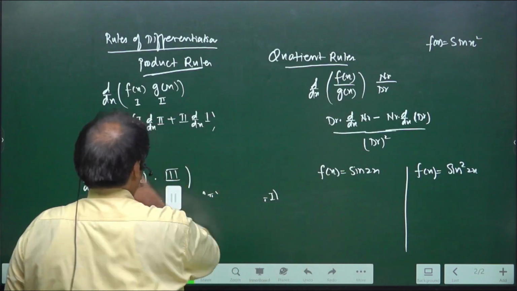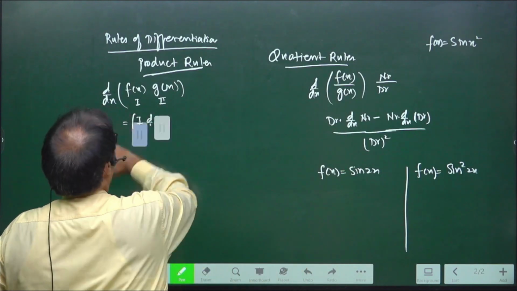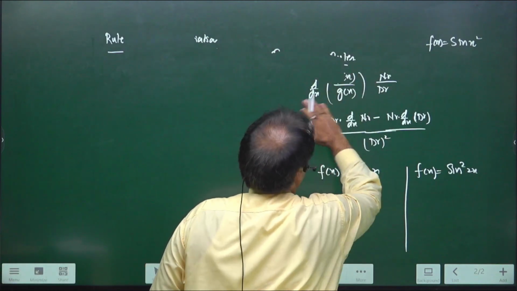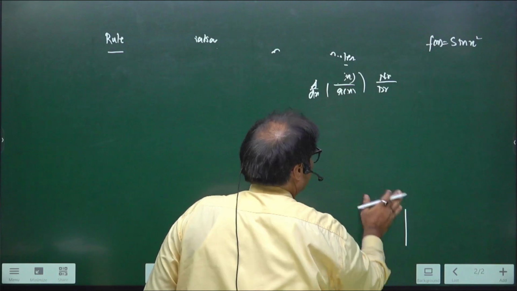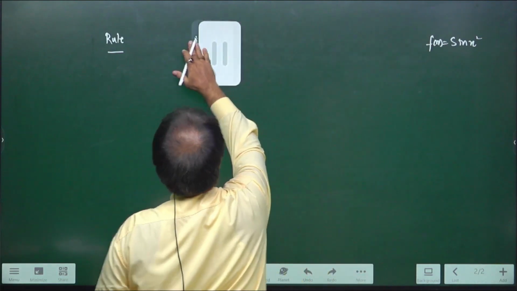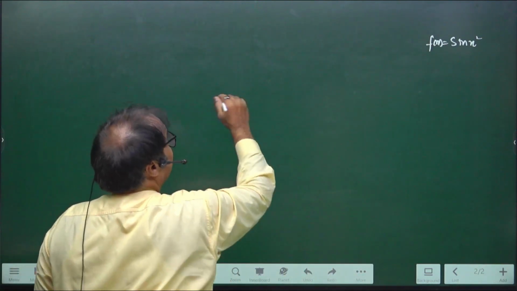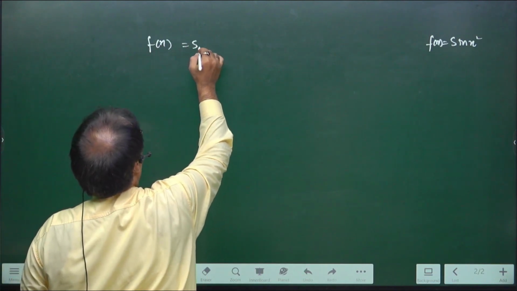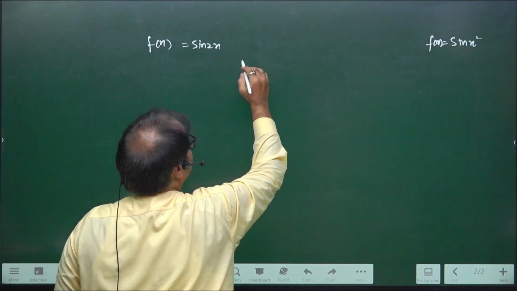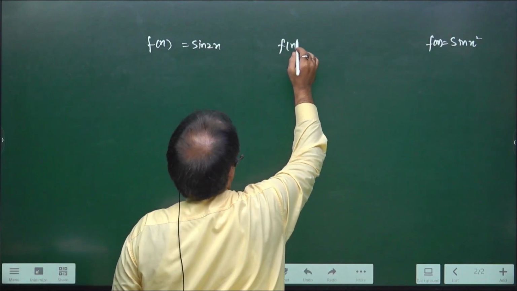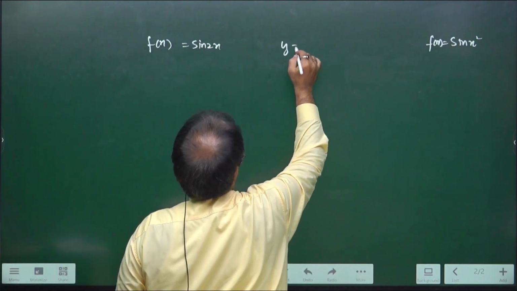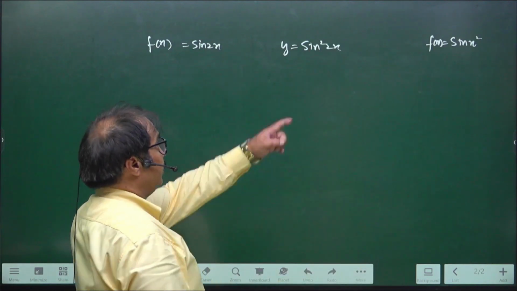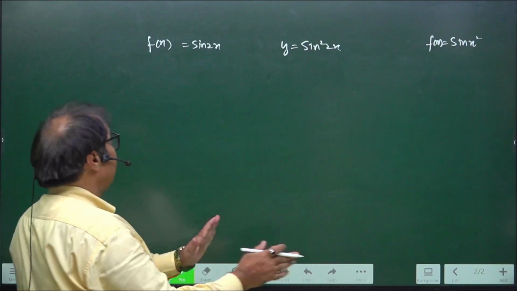Anyhow, I will take the questions of product rule and quotient rule as well, but here we will first discuss these three examples. The first example I have taken is f(x) is equal to sin 2x. The second is y is equal to sin squared 2x, and the third one is sin x squared. See the differences.